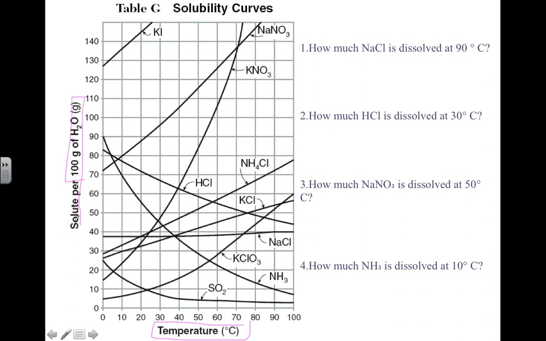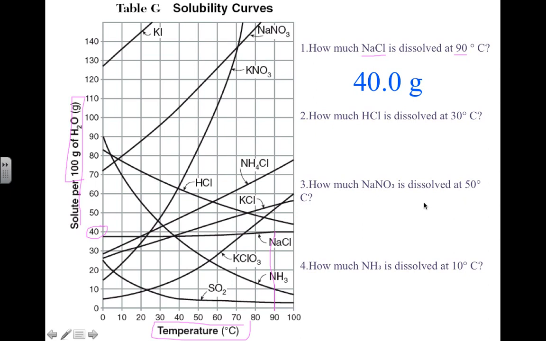So how much solute can dissolve in 100 grams of water? If I had 200 grams of water, I could dissolve more, but we're only going to use 100 grams of water. So this is our constant for the experiment. So if I have NaCl and I make the temperature 90 degrees, how much will dissolve? Let's see. Here's 90 degrees. I have to go up to the NaCl line and go across, and we see that it's 40 grams.